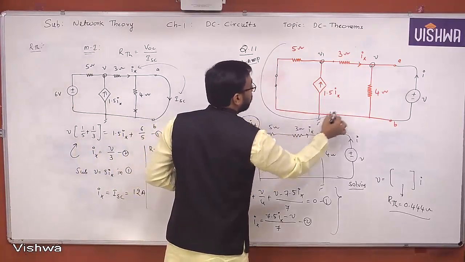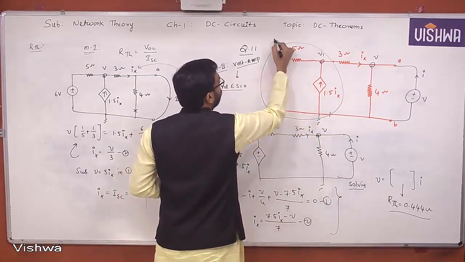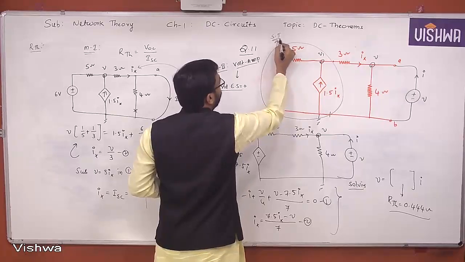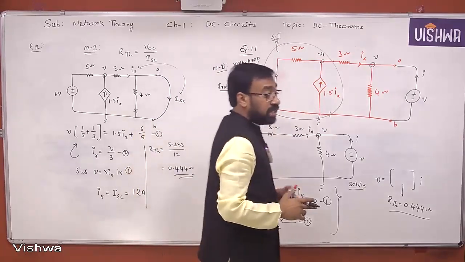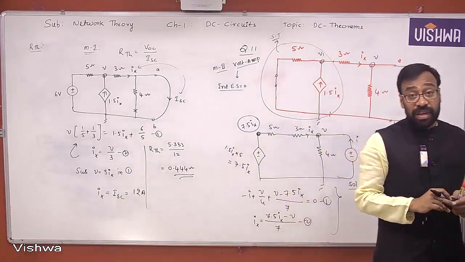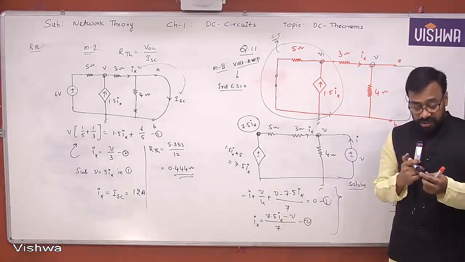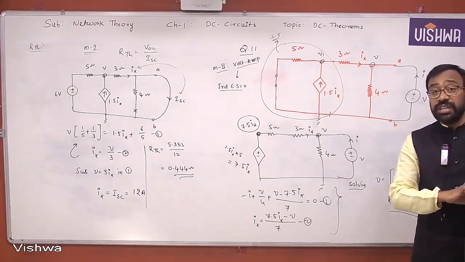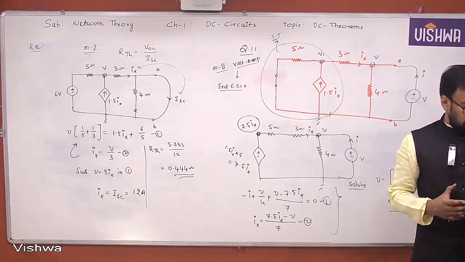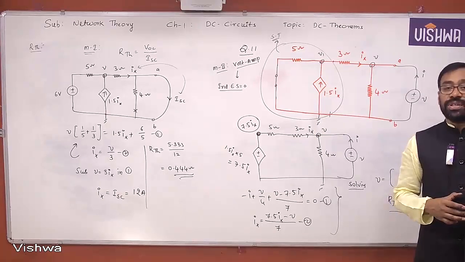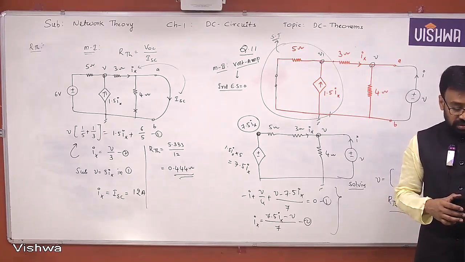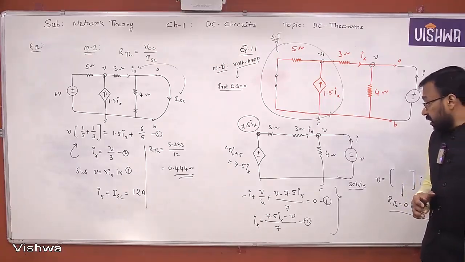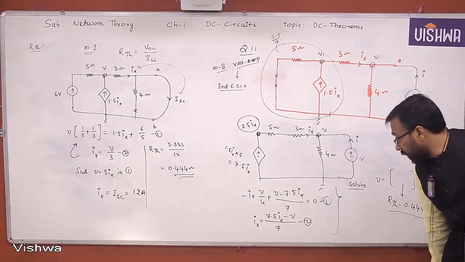We converted using what? Source transformation. Wherever there is an opportunity, don't miss it, because you can reduce the number of variables, and we discussed this point also in source transformation. Source transformation can be exploited or utilized in reducing the number of equations when we apply node analysis. Okay, so please note that down quickly.